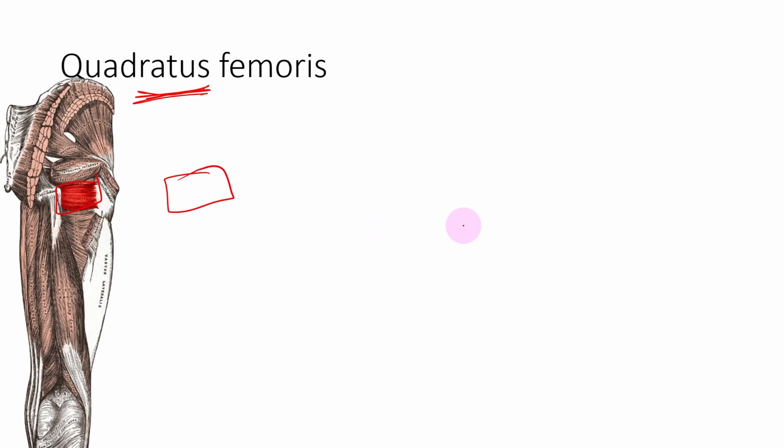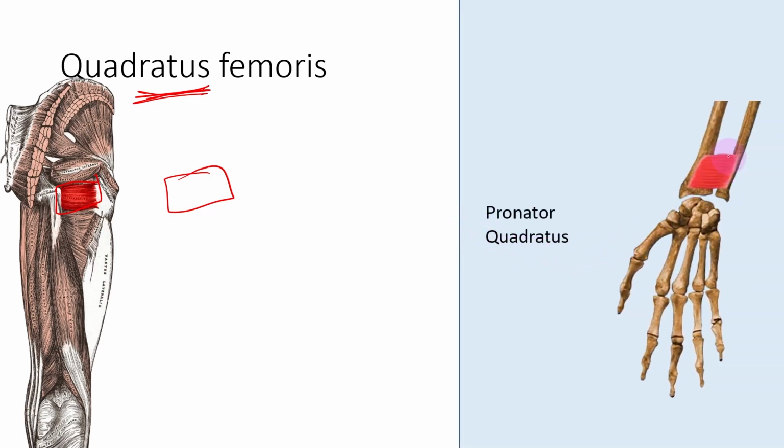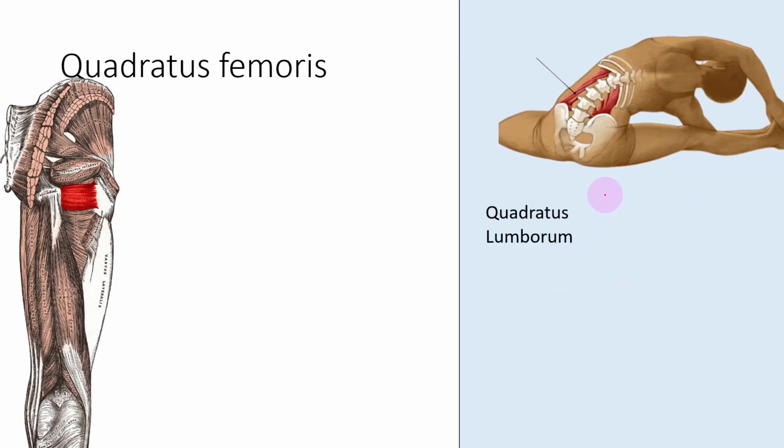You have other quadratus muscles in your body. For example, you have the pronator quadratus, found in the distal forearm in the deep muscle group. You also have the quadratus lumborum, which is found on the back of the loin, and is one of the posterior relations to the kidney. This is a quadratus lumborum stretch exercise.